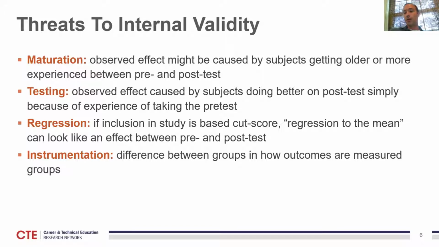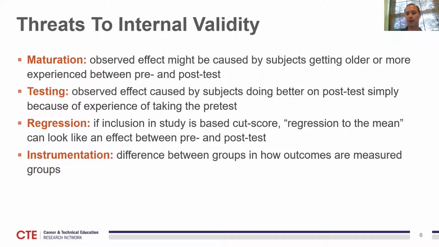So maturation is a threat when an observed effect might be caused by subjects getting older, wiser, or more experienced in the course of the study. So any improvement on a measure from before to after might be caused by this maturation rather than the treatment. Testing is a threat when an observed effect might be caused by subjects doing better on an outcome test simply because they have experience of taking the test as a pretest before treatment.